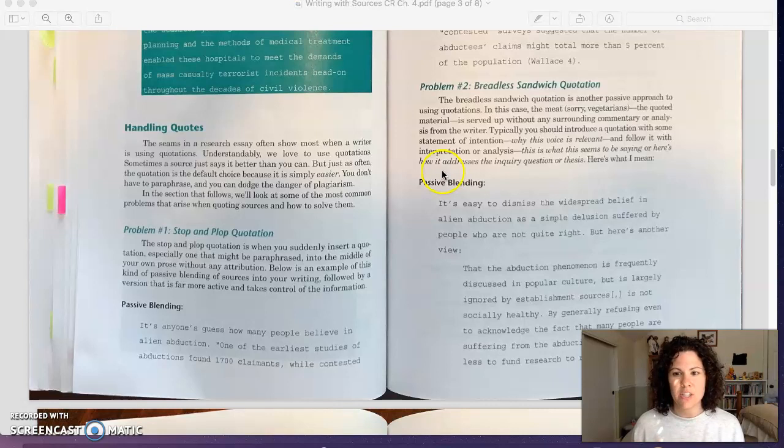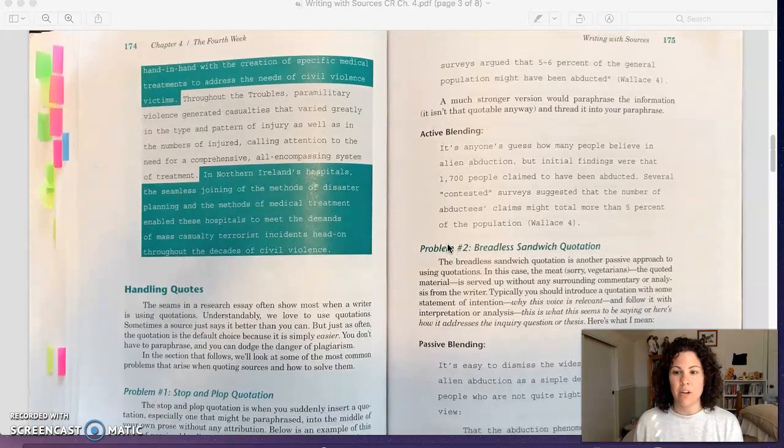Oftentimes I see this in students' writing where it's like this. It says, it's anyone's guess how many people believe in alien abduction, period. One of the earliest studies of abduction found in 1700, blah, blah, blah. So it goes on, but there's this odd stopgap here, and instead of just blopping it in, which is passive blending, we want to be more active writers. We want to take hold of our quotations and make them blend into our own writing.